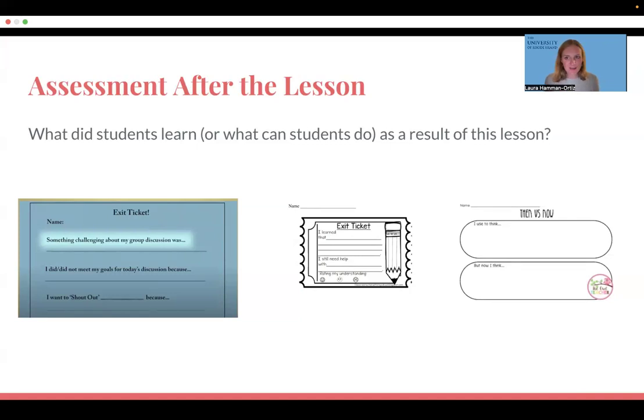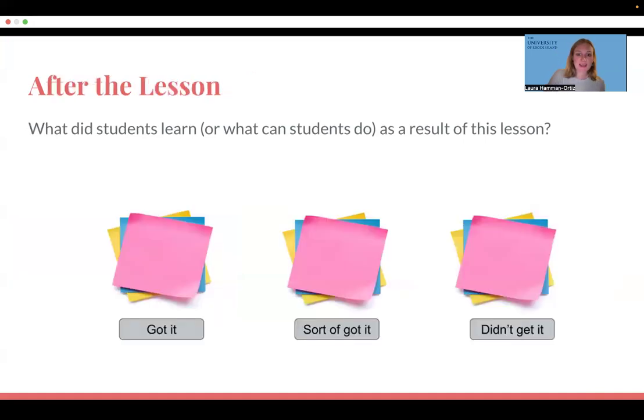Exit tickets are, I think, a really important and core formative assessment tool. I hope many of you use them already. So having students reflect upon their discussion, reflect upon their learning, reflect upon how their thinking has changed or something they still need help with. There's lots of different ways to structure exit tickets, but it gives you a really quick way to see what students had taken from a lesson.